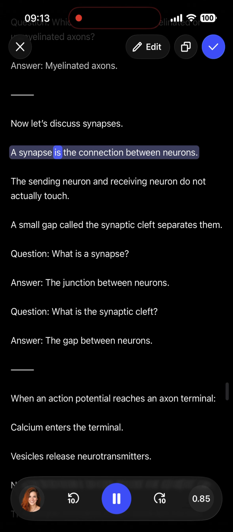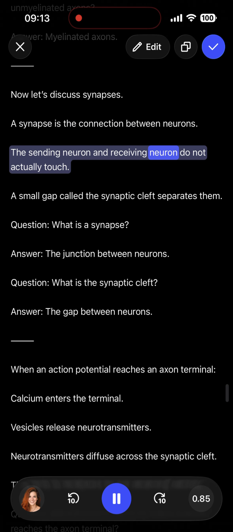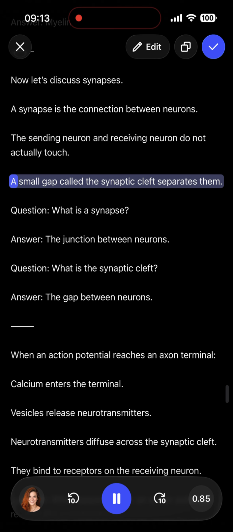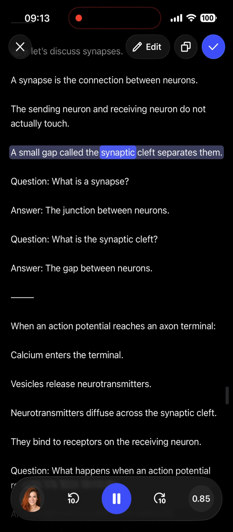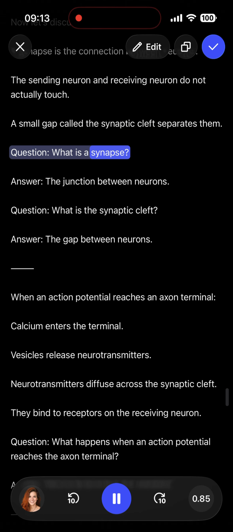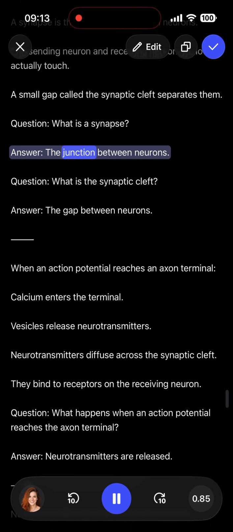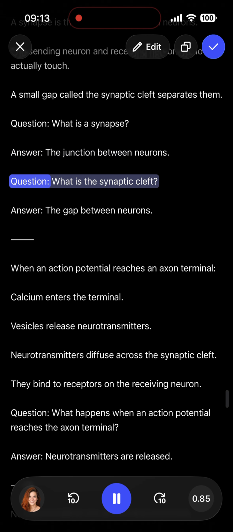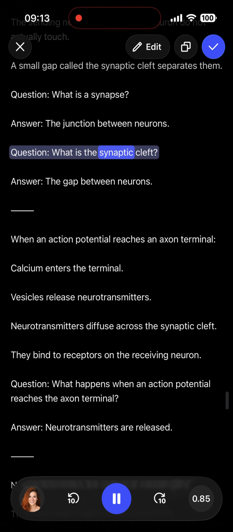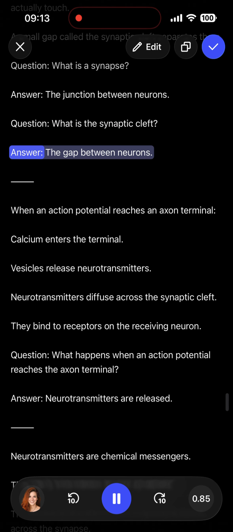Now let's discuss synapses. A synapse is the connection between neurons. The sending neuron and receiving neuron do not actually touch. A small gap called the synaptic cleft separates them. Question, what is a synapse? Answer, the junction between neurons. Question, what is the synaptic cleft? Answer, the gap between neurons.